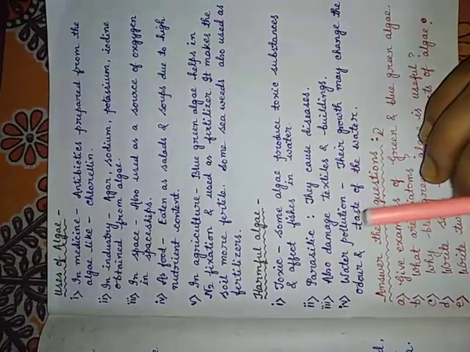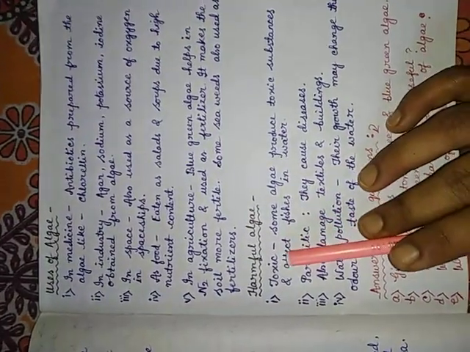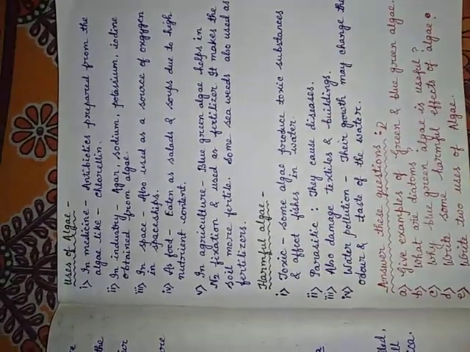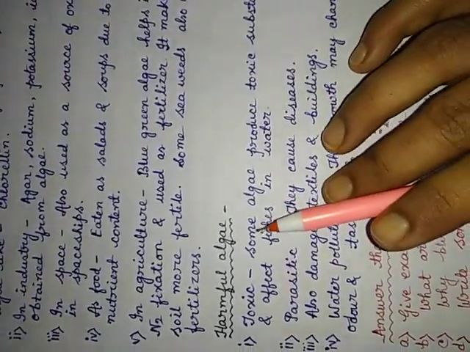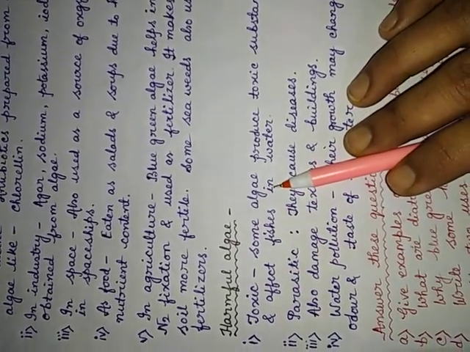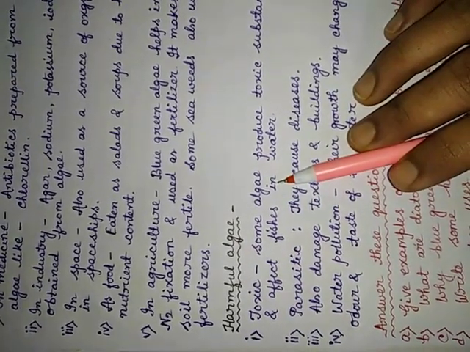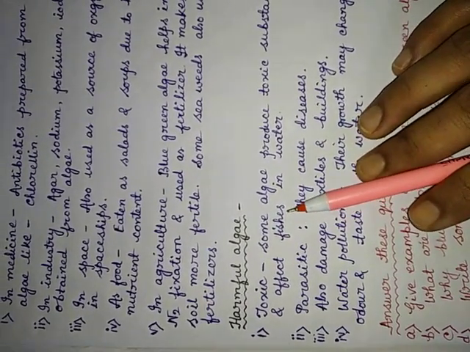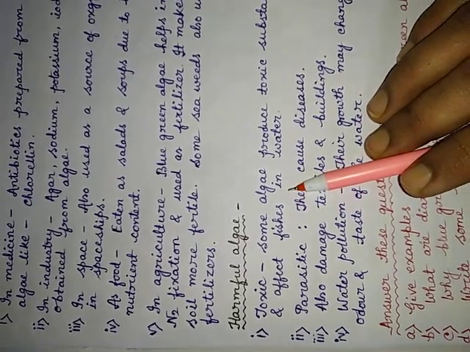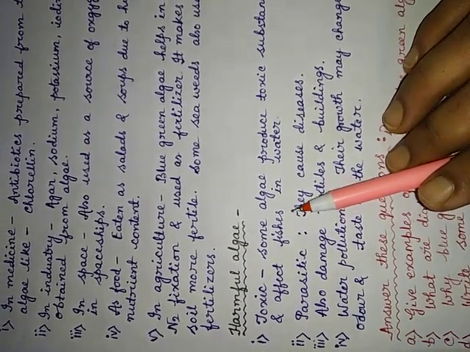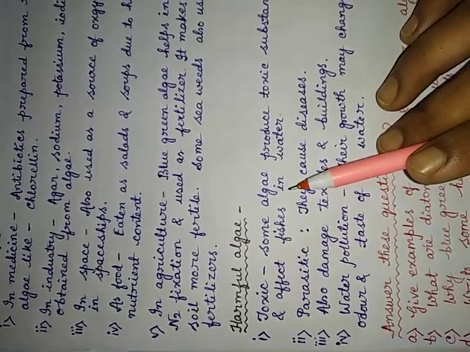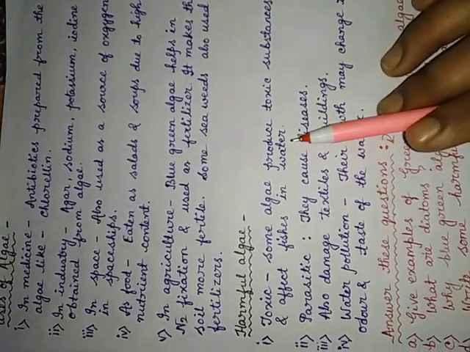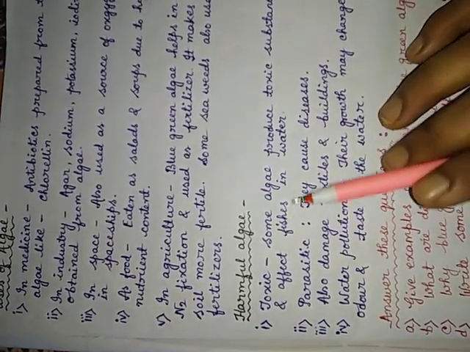Some algae are also harmful. Number one is toxic. Toxic means harmful substances that are produced by some algae, and they cause water pollution, especially the marine algae, and also affect the growth of fishes in the water. So toxic effect means some algae produce toxins or toxic substances which are very harmful, cause water pollution and also affect fish growth.